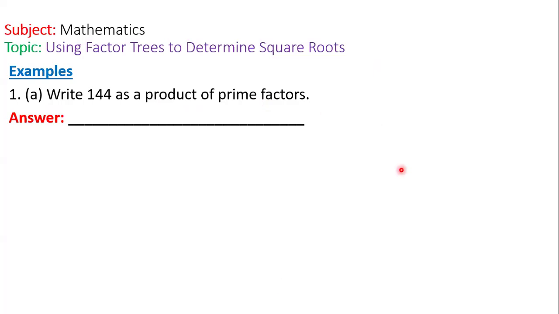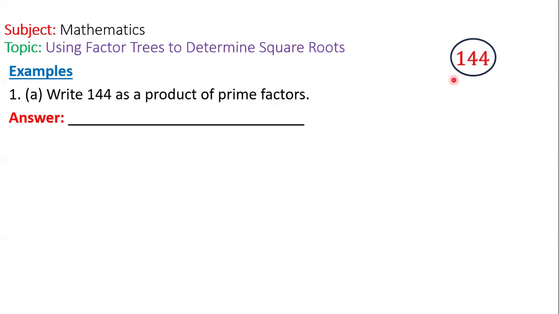What did y'all get as your answer? I get 2 times 2 times 2 times 2 times 3 times 3. Okay, interesting. We're gonna use the factor tree. So let's get 144.